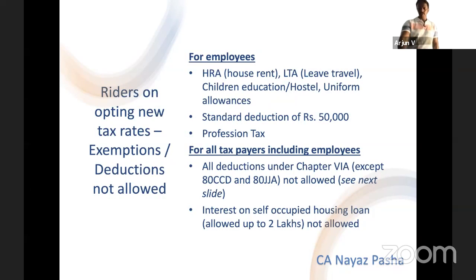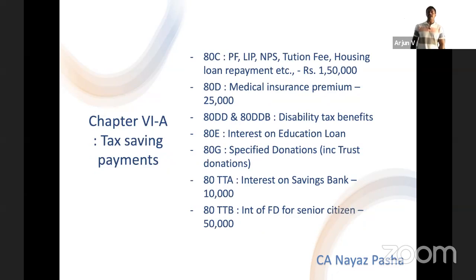Just briefly running through what this Chapter 6A is, because in my further slides I'll be referring to these sections. I'll spend a moment giving a brief insight, mostly on the prominent ones which individuals claim. You have 80C: PF contributions, life insurance premium, tuition fee of children, housing loan principal repayment, up to 1.5 lakh rupees is permitted to be claimed as deduction. If you have taken medical insurance premium, this can go up to 25,000 depending on the amount you pay.